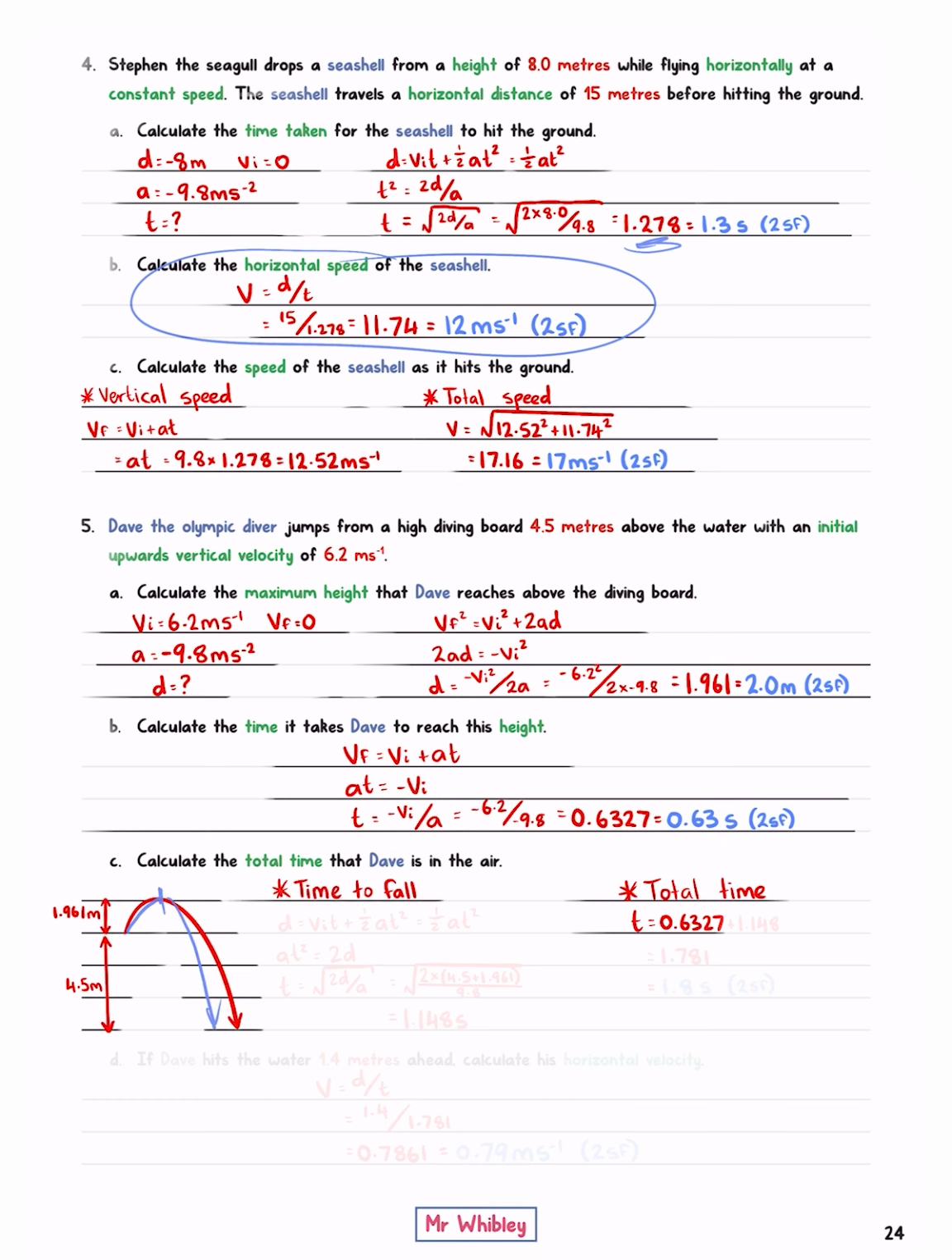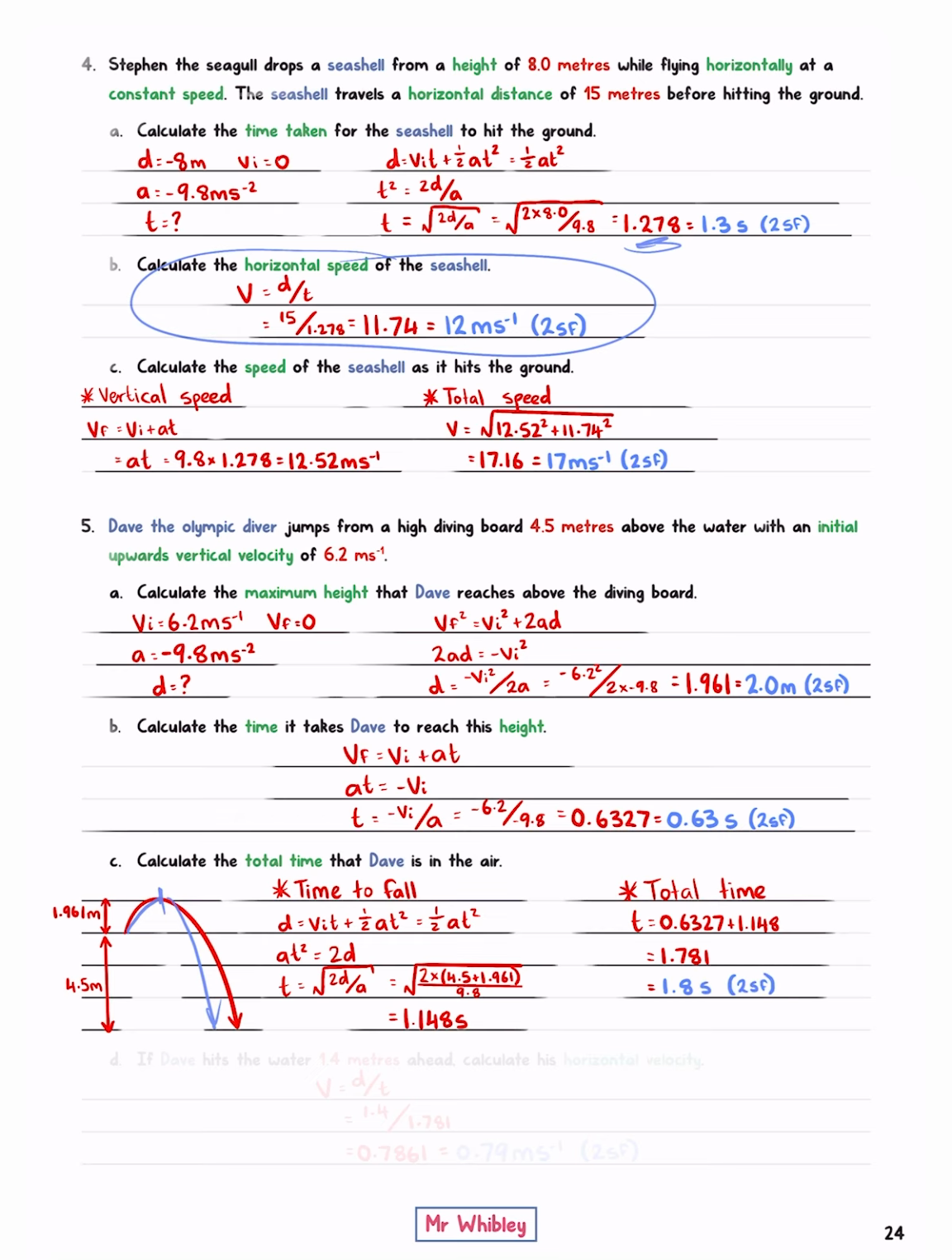To find the time to fall, we can just use this equation here, where his initial vertical velocity at the top is going to be 0, and so to solve for time, we just double both sides, and then divide by a and square root both sides. Putting in our numbers gives me 1.148 seconds, which added on to our initial time gives me 1.781 or 1.8 seconds to two significant figures.